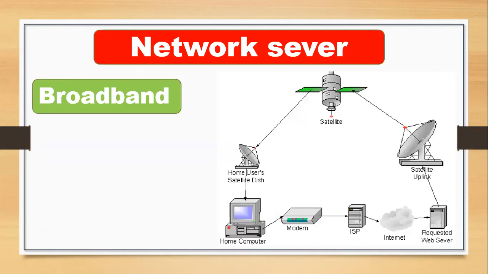So here is a network server and it's broadband. All devices are connected with the internet, so they can send and receive information. You can send files, send emails, and send digital data from your computer through the internet. So you are the user connected with the internet, and you can share your information with different devices.